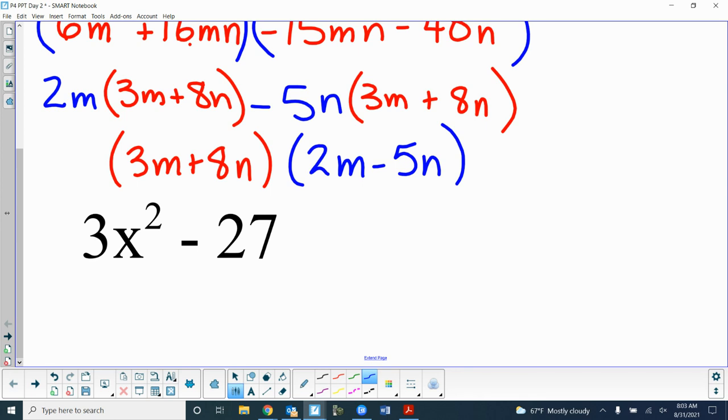All right. So what about this second one for warm up? What do we have to do first? Which is what? So what's 3x squared divided by 3? And what's negative 27 divided by 3? Negative 9. Are we finished? No.